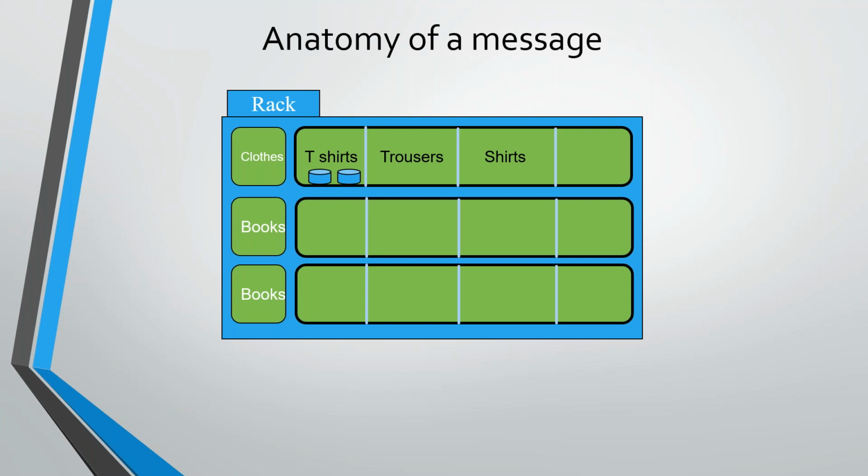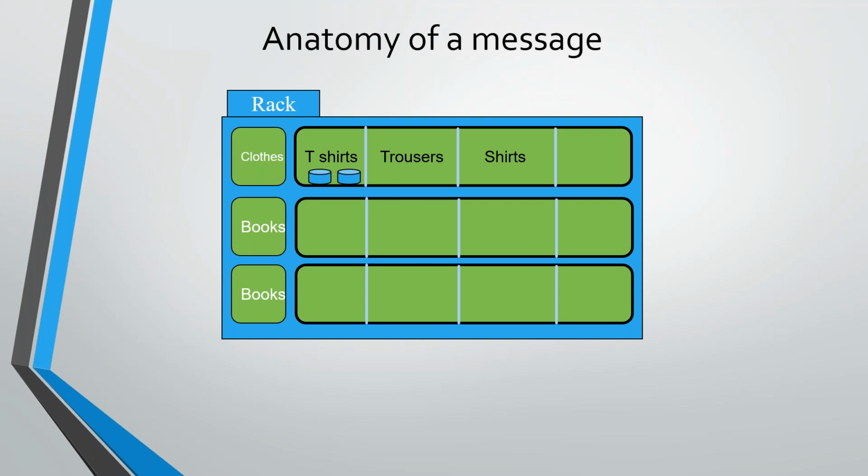When the first guy who is outside the house called the second guy and told him, please get me the t-shirt, he did not tell him where to get the t-shirt from. He might have told him which t-shirt, but he did not tell him where exactly it is. But the second guy knew that the t-shirt is present in the rack, first shelf, first compartment. So HL7 works on that very basic principle.